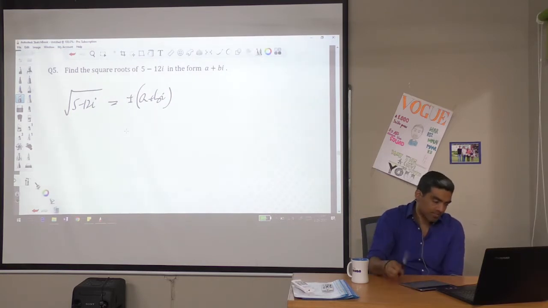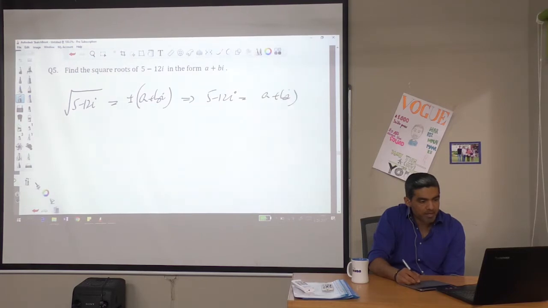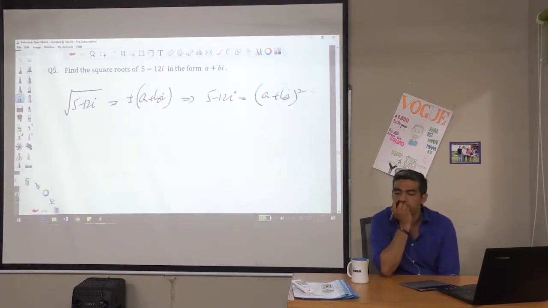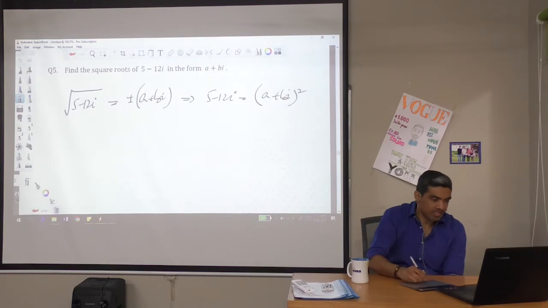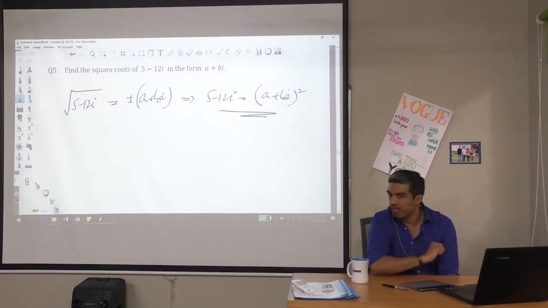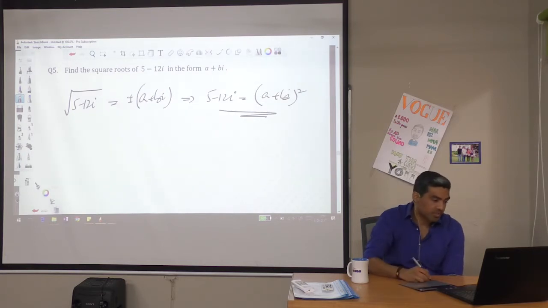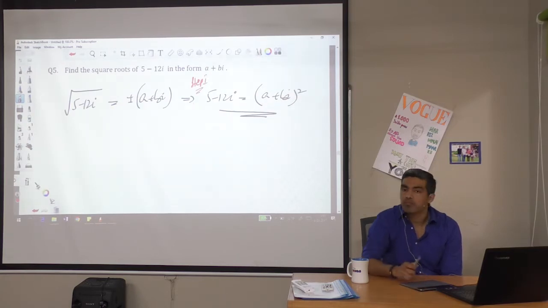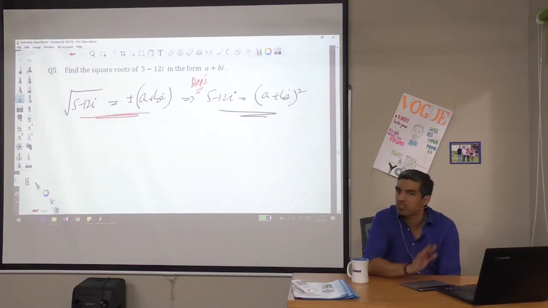Now if this is the case, then can I say that 5 minus 12i is equal to a plus bi whole square? Yes. Now this is the basis on which I am going to find out the square root of 5 minus 12i. And this is standard procedure. This is your step 1. Equate the complex number to a plus bi whole square.